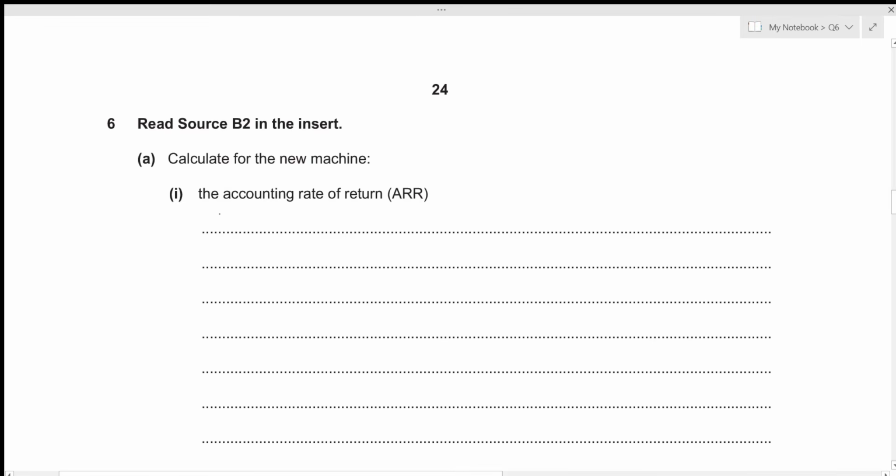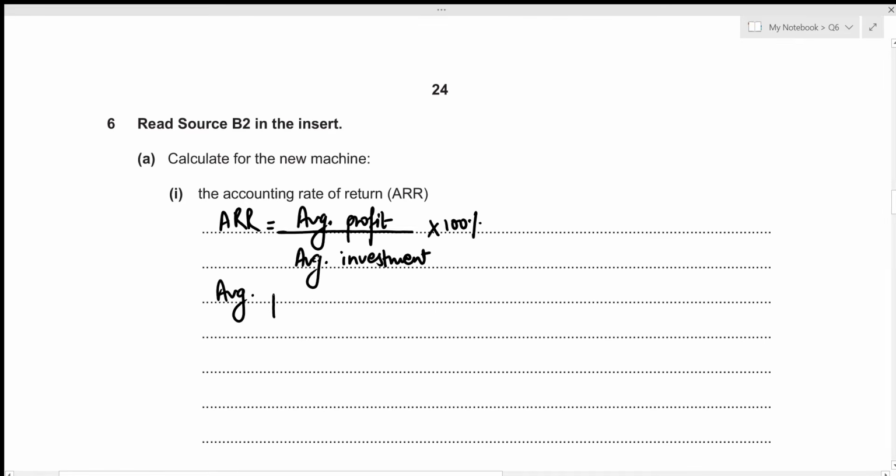Now what we know is that the accounting rate of return is just the average profit divided by the average investment times 100%. So in order to figure out our accounting rate of return, we first need to figure out our average profit and the average investment.